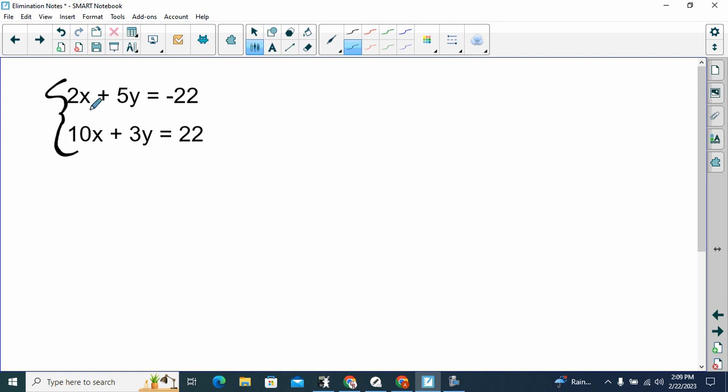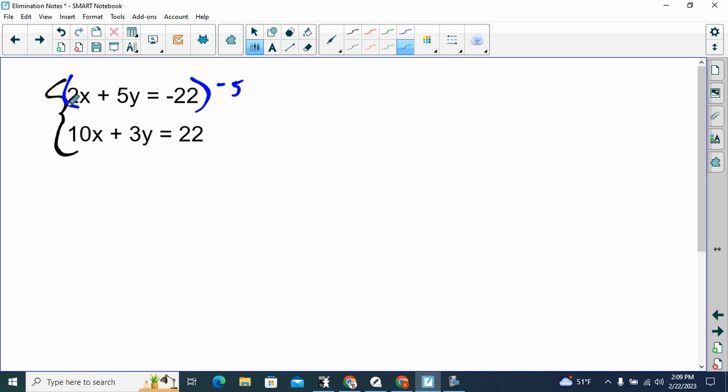So we need to either choose the x or the y to eliminate, and we need to make them both the same thing, but one positive and one negative. So 5 and 3, 3 times what is 5? There's no integer that I can multiply 3 by to get 5. But if I look at the x's, 2 and 10, 2 times what is 10? 2 times 5 is 10. I can make this a 10, and remember we want it to be a negative 10 by multiplying by what? 2 times what gives me negative 10? Should be negative 5. We want to multiply the top equation by negative 5.